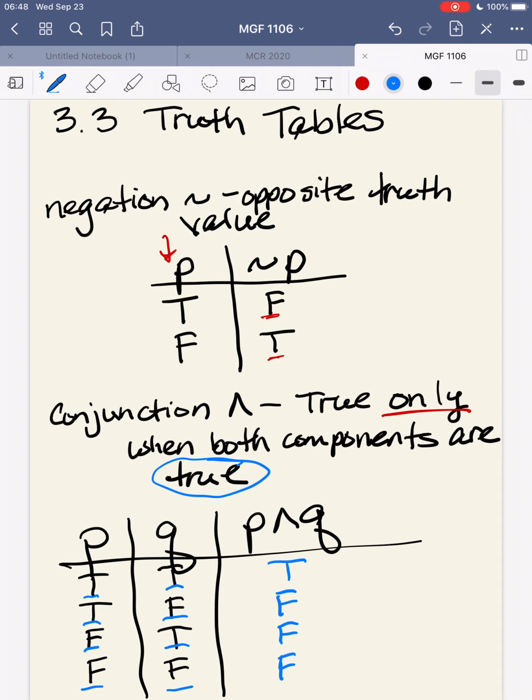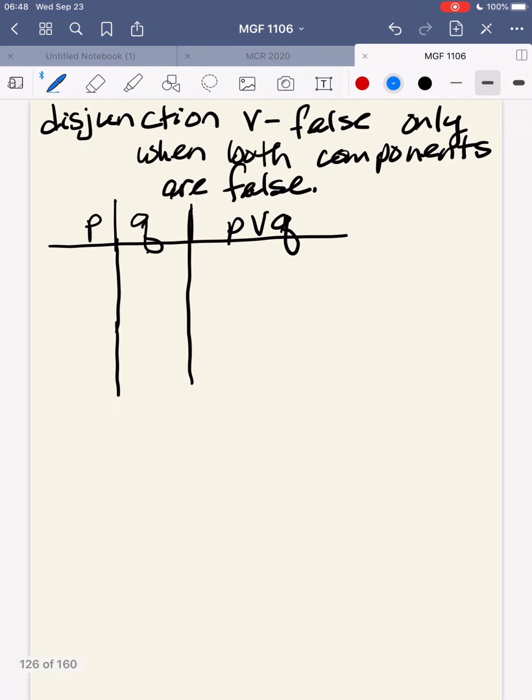Okay. Go ahead and look at disjunction. Now, disjunction is false only when both components are false. Okay. So for P, I have 2 trues, 2 falses. For Q, I have true, false, true, false. Now, when P and Q are both true, the disjunction is true.